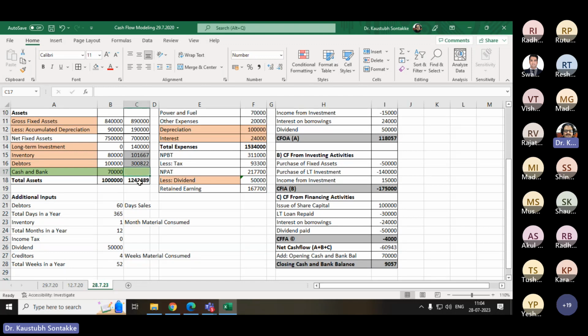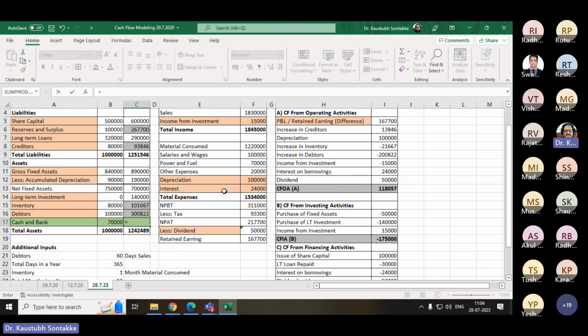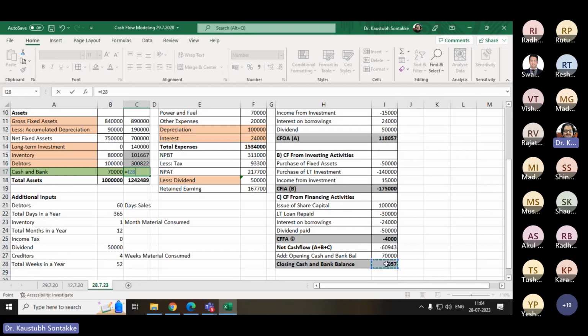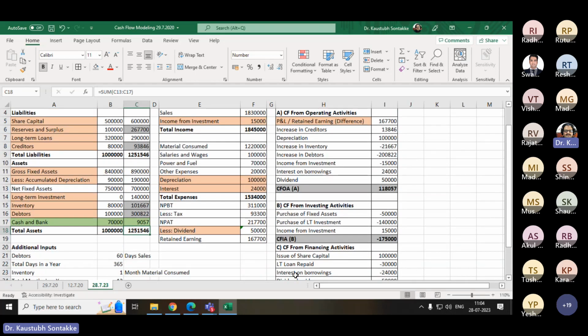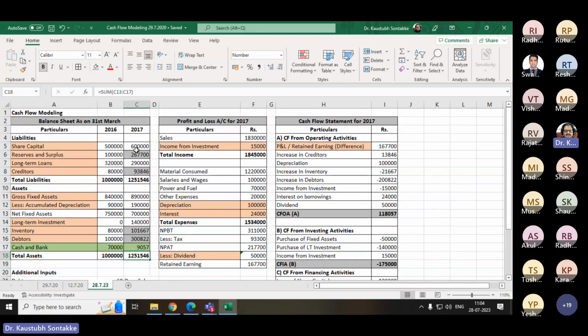And simply bring it to the balance sheet. Is equal to closing cash balance, enter. And now you can see your balance sheet of 2017 is tallied at 12,51,546. Both the side totals are the same. So you have brought the closing cash balance from the cash flow statement to arrive at a tallied balance sheet.